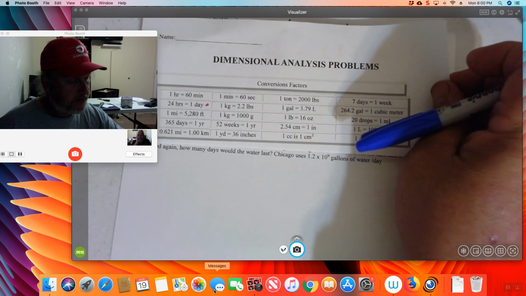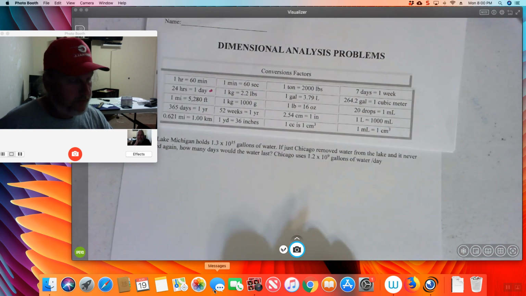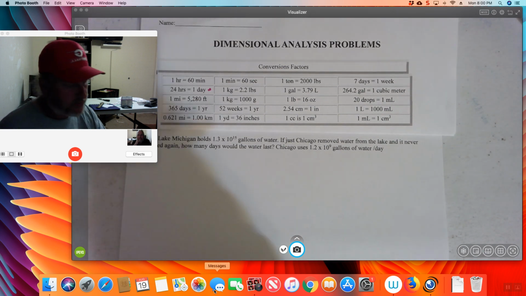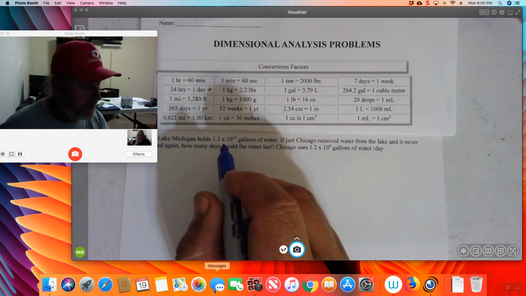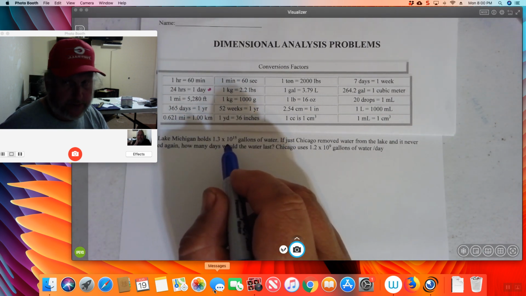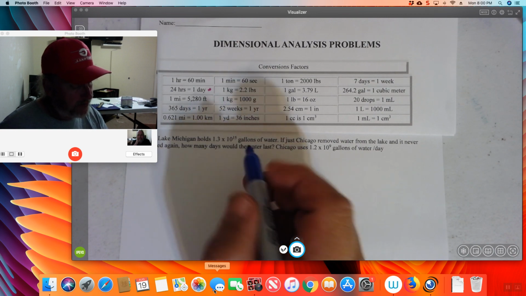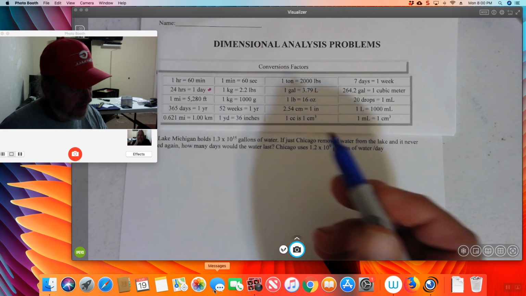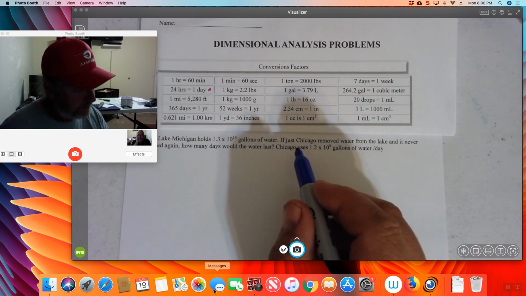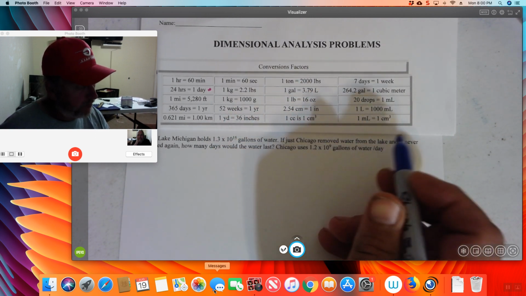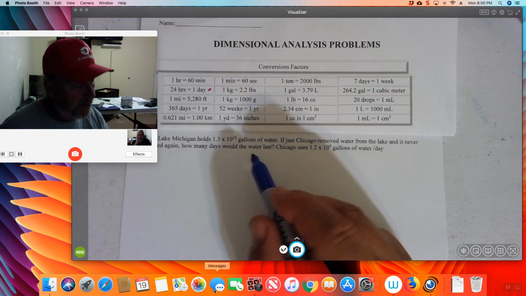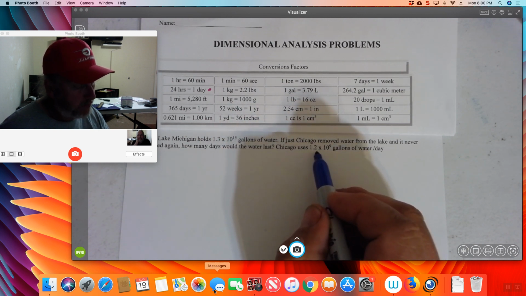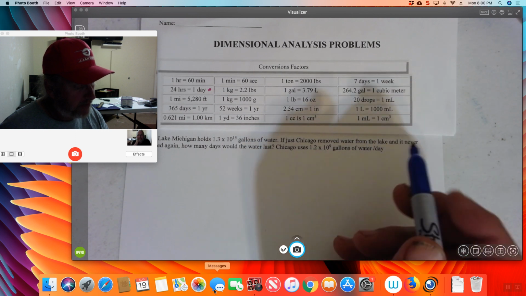So keep these things up. I've worked these in some of the classes, but this works pretty good. Now this one's got a number with scientific notation. It says Lake Michigan holds 1.3 times 10 to the 15th gallons of water. That's a lot of water. If just Chicago removed water from the lake and it never rained again, how many days would the water last? Chicago uses 1.2 times 10 to the 9th gallons of water per day.